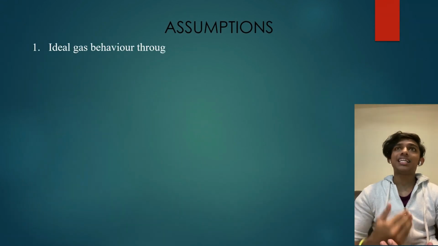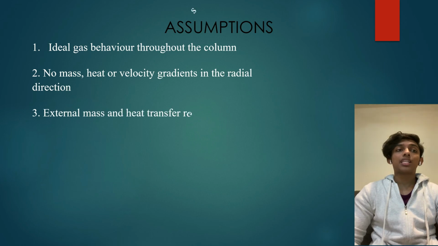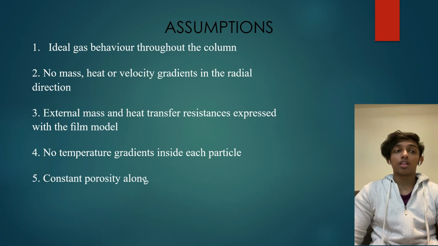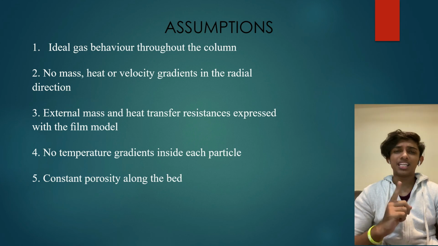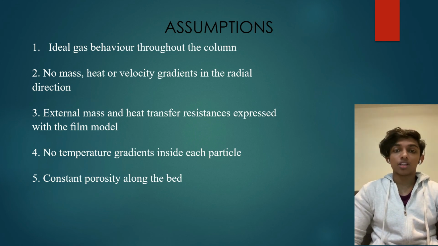To carry out the calculations in this process, certain assumptions must be made. Number 1, ideal gas behavior throughout the column. No mass, heat or velocity changes in the radial direction. External mass and heat transfer resistance expressed with the film model. There are no changes in temperature in each particle. There is always constant porosity along the bed.